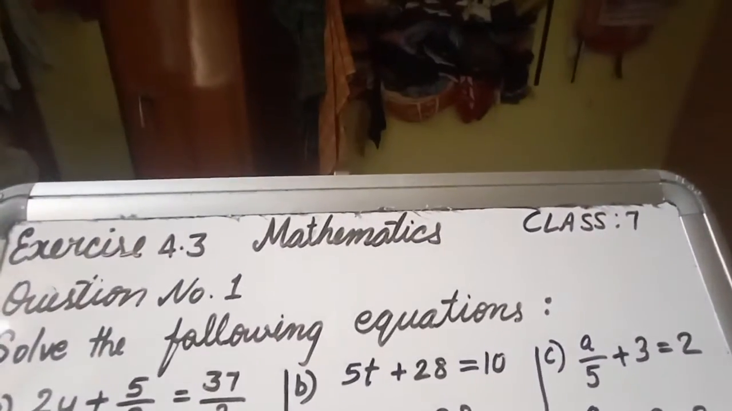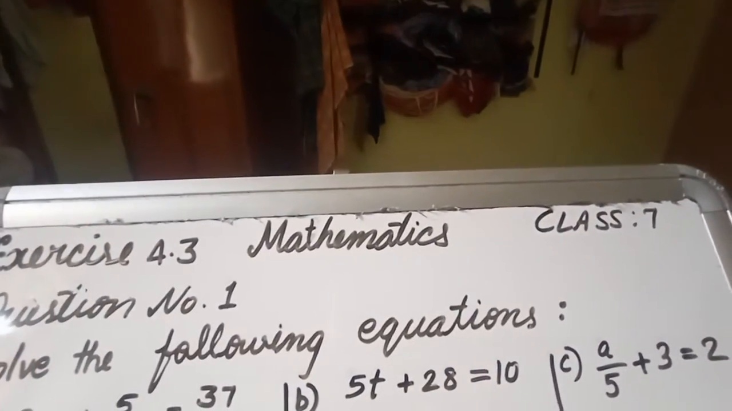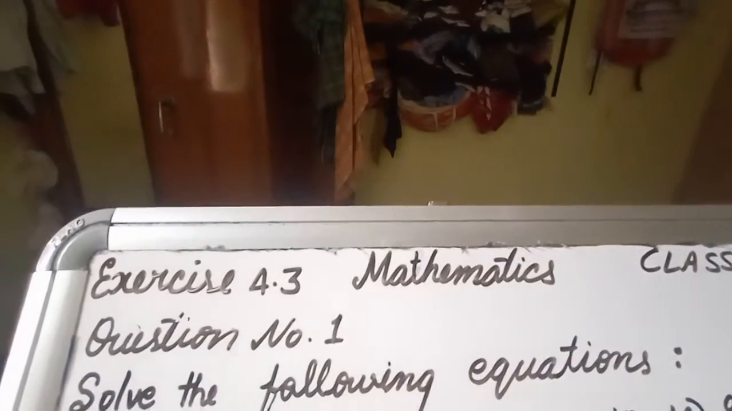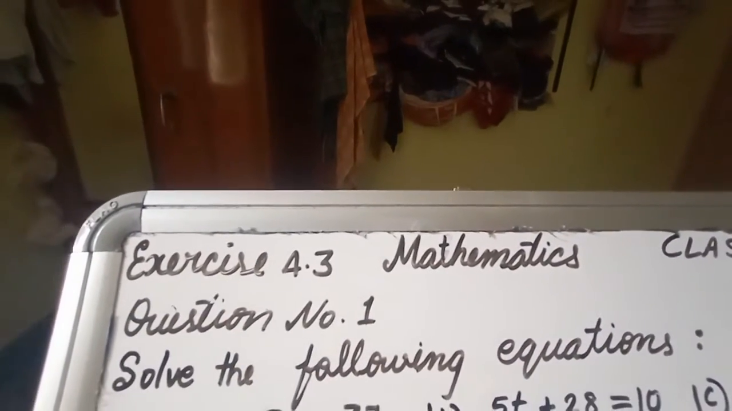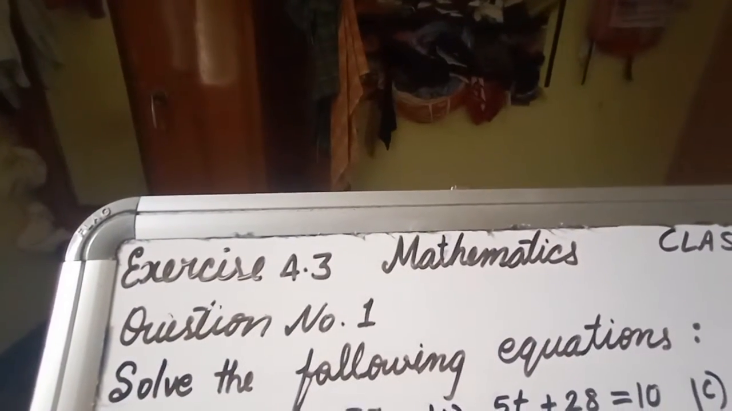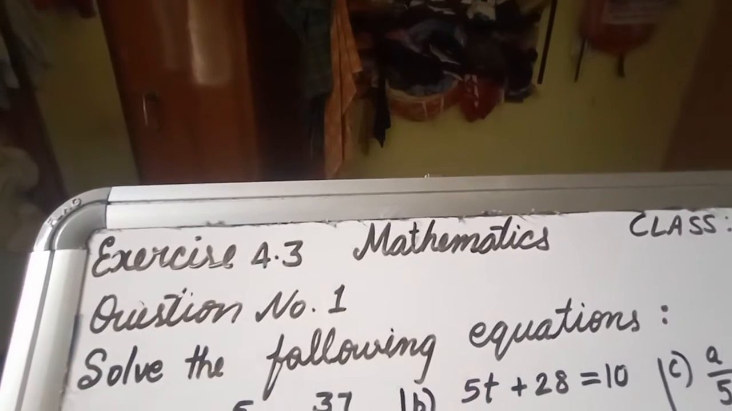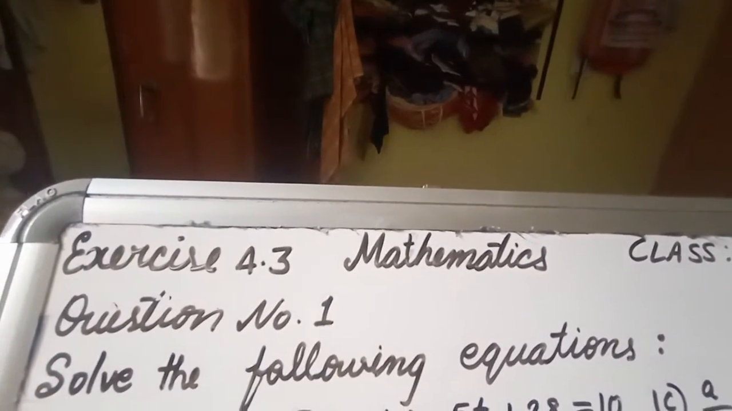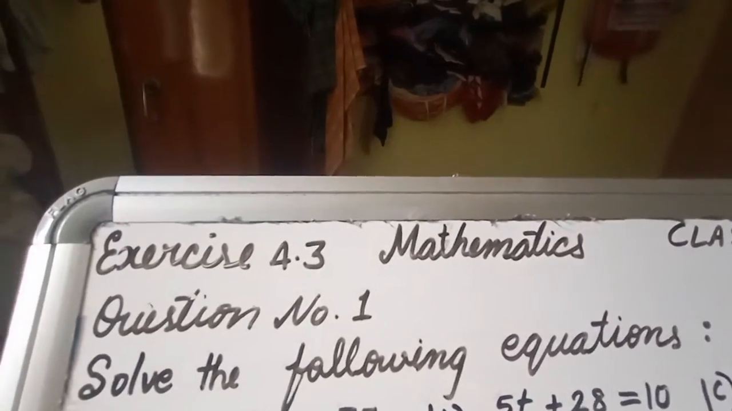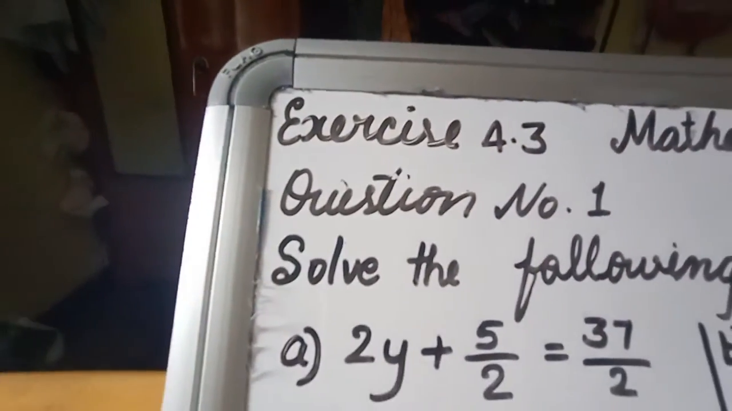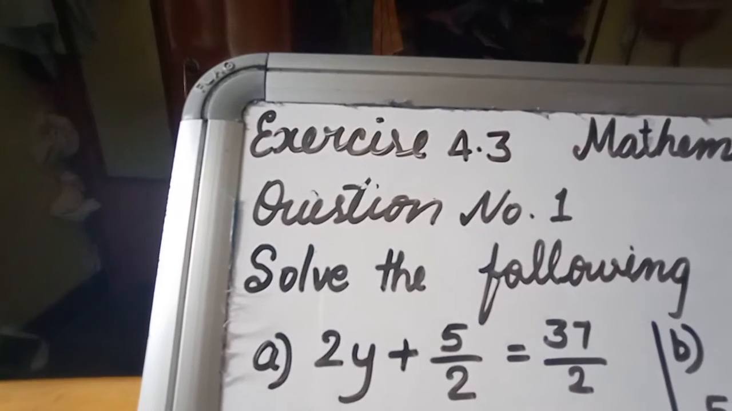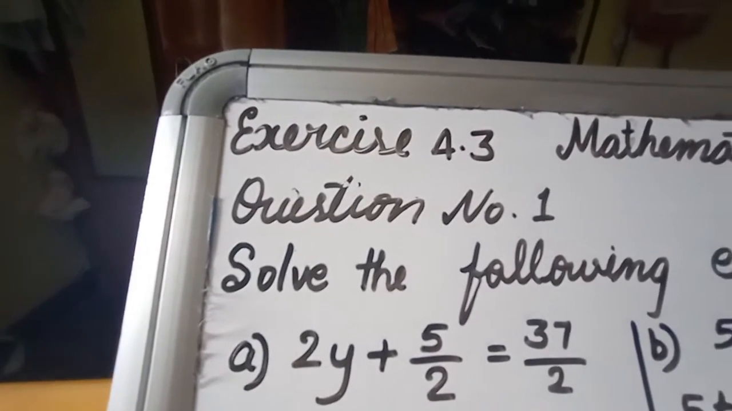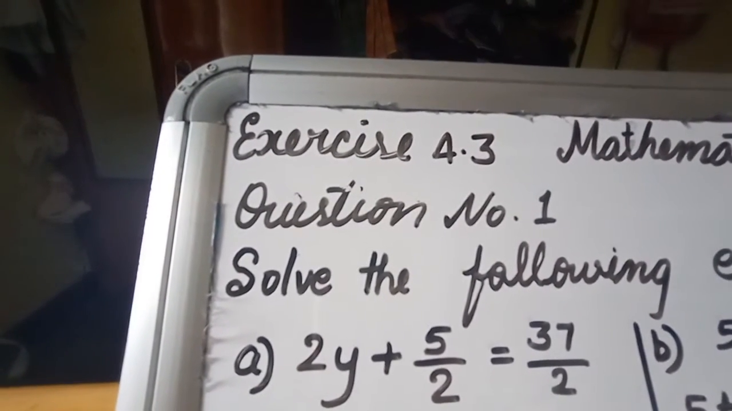My dear students, let us begin Mathematics class 7, exercise 4.3, question number 1. Chapter name is Simple Equation. Solve the following equations. Dear students, they ask you to solve it. The first question is like this: y plus 5 upon 2 is equal to 37 upon 2.